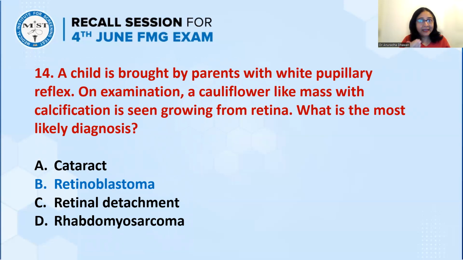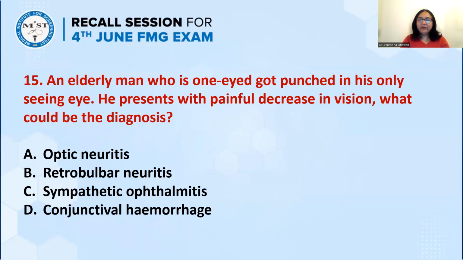Cataract, yes, cataract can cause leukocoria, but there will not be any mass or tumor. Retinal detachment is not associated with calcification or cauliflower-like mass. Rhabdomyosarcoma is an orbital tumor. So these features in the case scenario were directly pointing towards the diagnosis of retinoblastoma, which was the correct answer in this question. Now then moving on to another case scenario.